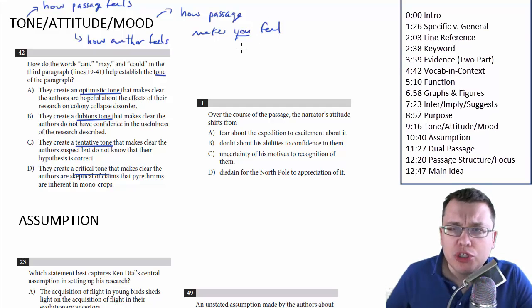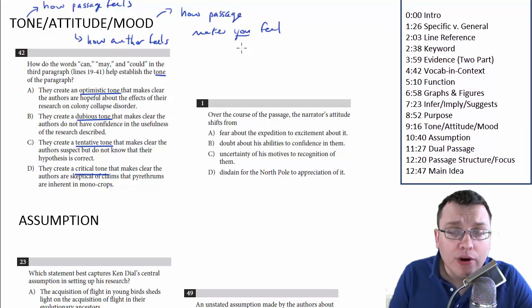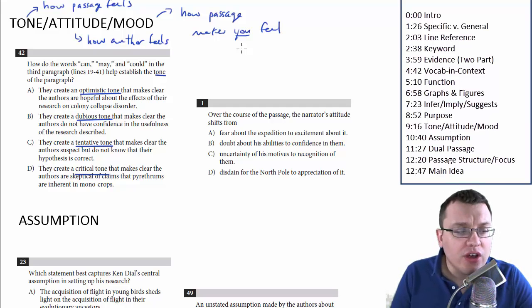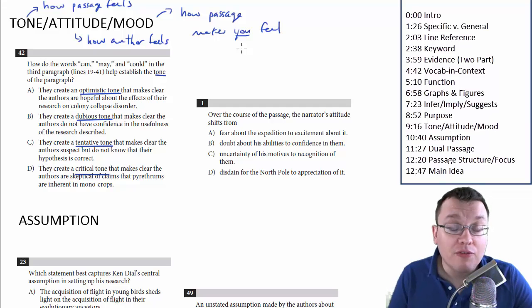You're not going to see mood too often, but occasionally, right? So is there a somber mood? Do you feel somber after you read it? Is it an optimistic mood? Do you feel optimistic after you read it, right?